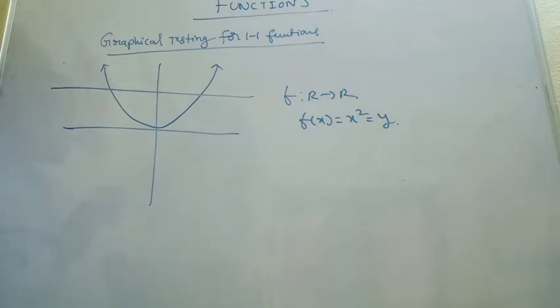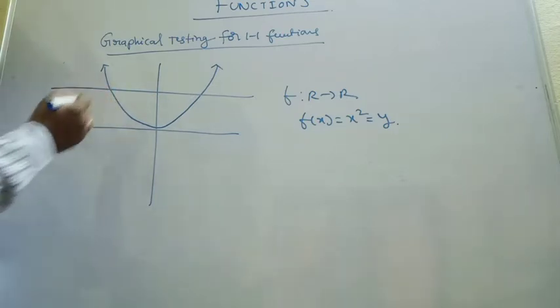Whereas to check whether a relation is a function or not, there is a test. What is that? The vertical line test. For checking injection, injection means one-one function, it is the testing of the horizontal line. Horizontal line test.